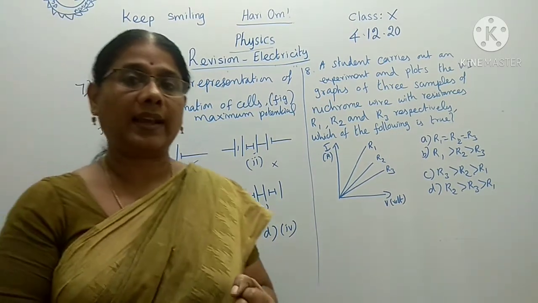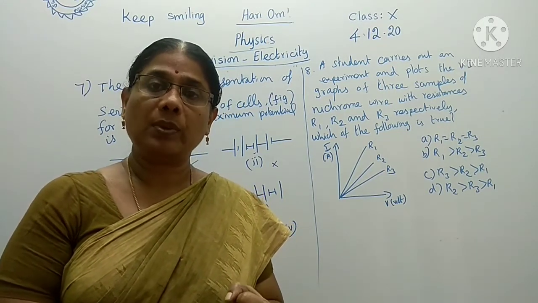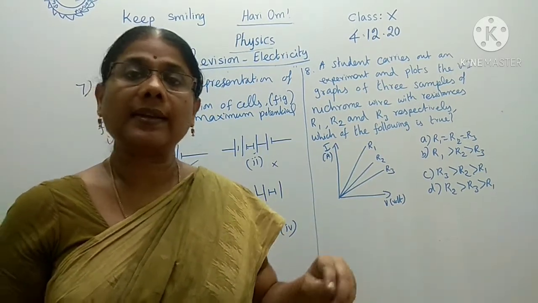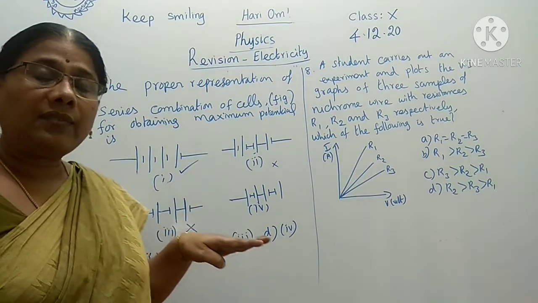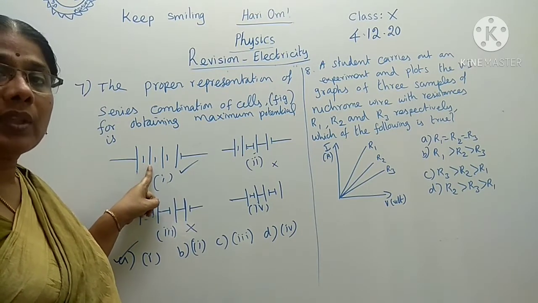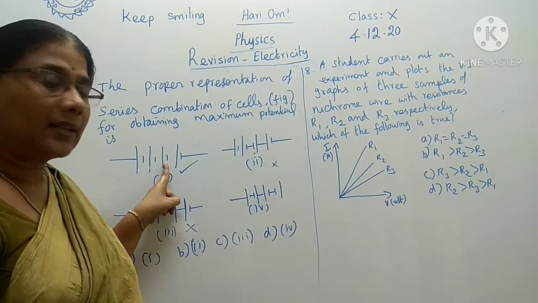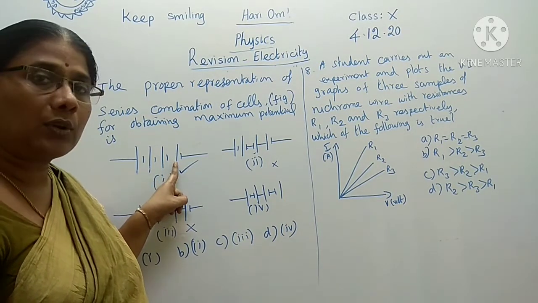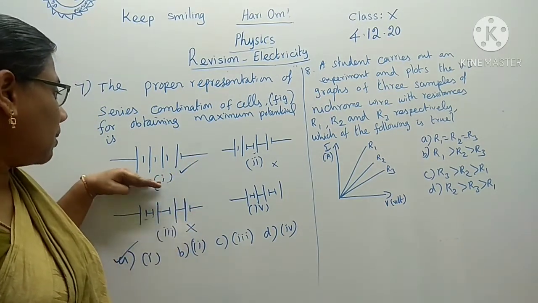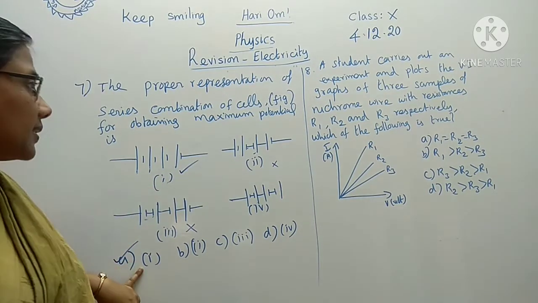That means you should remember that to get the maximum potential, the positive terminal of one cell should be connected to the negative terminal of another cell. In that way it should be connected in series. That means here the negative terminal of the first cell is connected to the positive terminal of the second cell. Negative of the second cell is connected to the positive terminal of the third cell. Negative terminal of the third cell is connected to the positive terminal of the fourth cell. So in that way it is going on. So we will get the maximum potential in this combination only. So option A is correct.